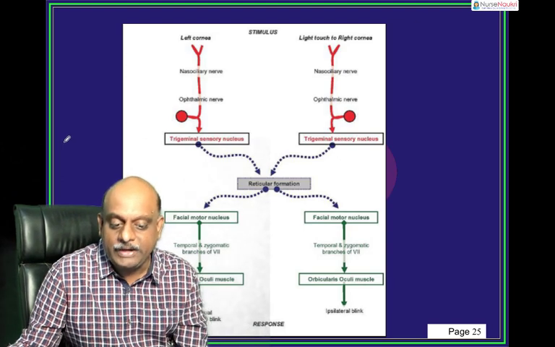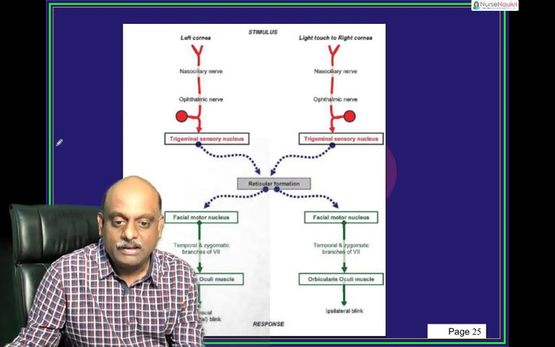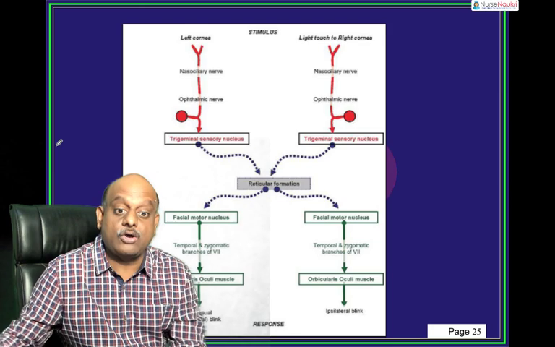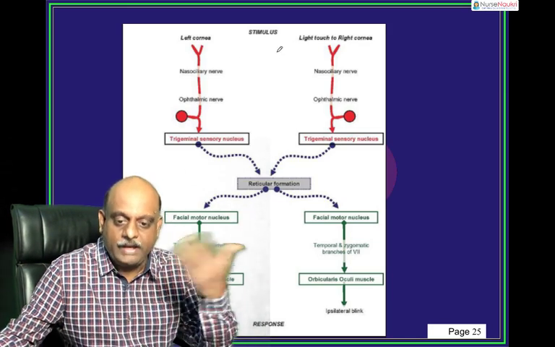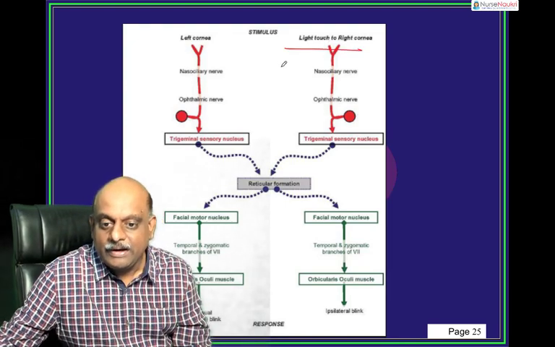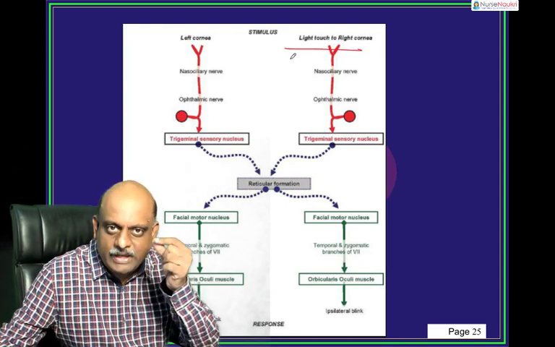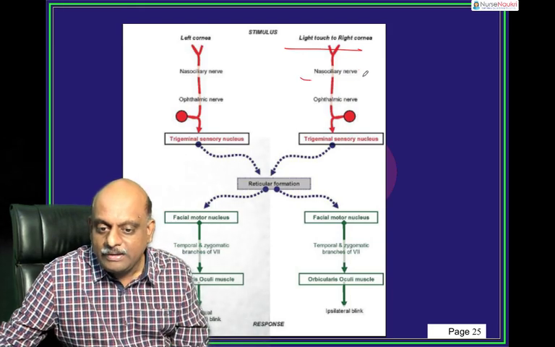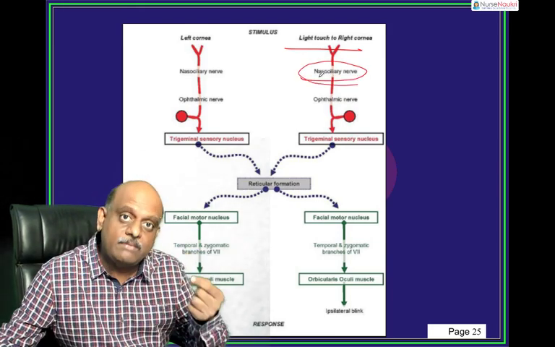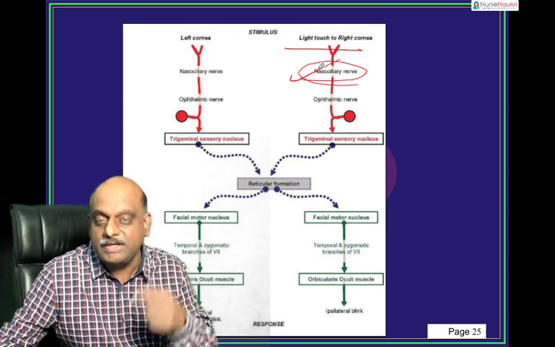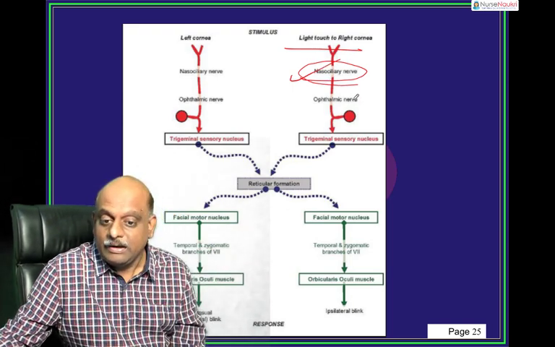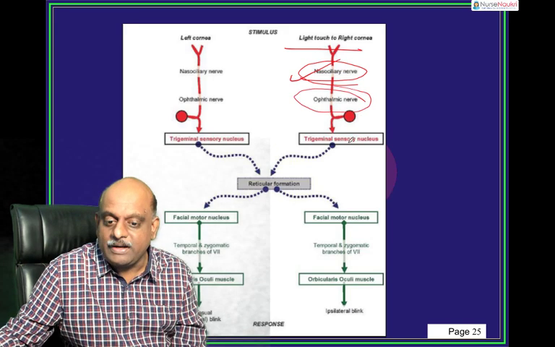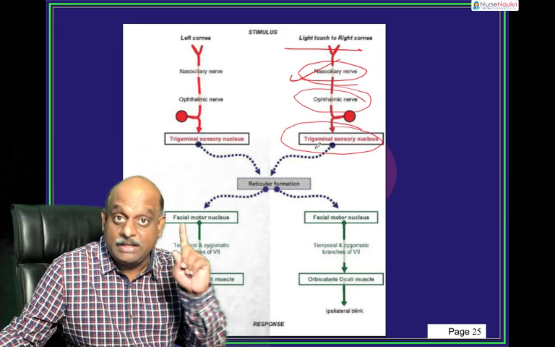Then one more important reflex is the corneal reflex. We will revise it once more later. Typically, if you do a light touch with a wisp of cotton, the nasociliary branch of the ophthalmic nerve will perceive that you touched it. Ophthalmic is the branch of trigeminal. So typically through the ophthalmic nerve, it will tell the trigeminal sensory nucleus in the pons.